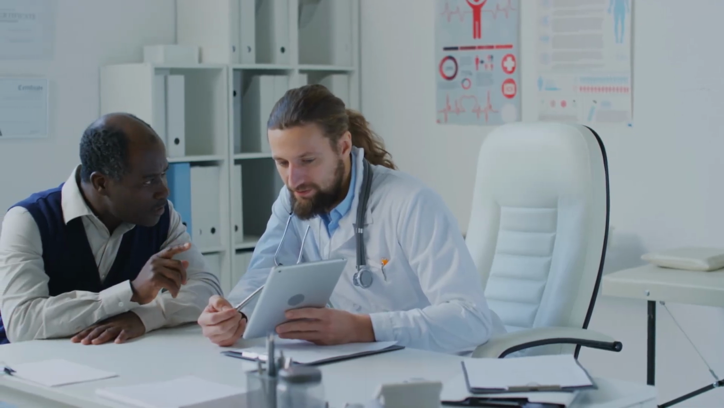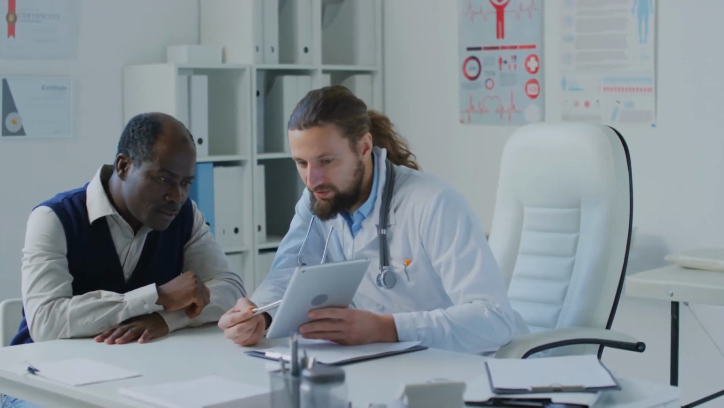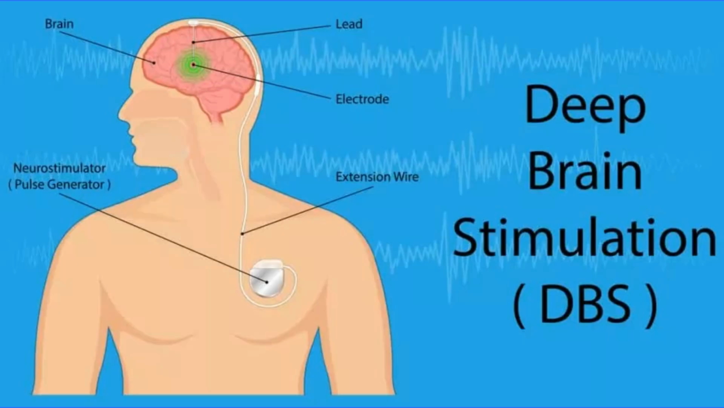There is no cure for dystonia, so treatment focuses on symptom relief. Common treatments include medications, physical therapy, and in some cases, botulinum toxin injections to reduce muscle overactivity. Advanced cases may benefit from surgical interventions like deep brain stimulation, DBS.